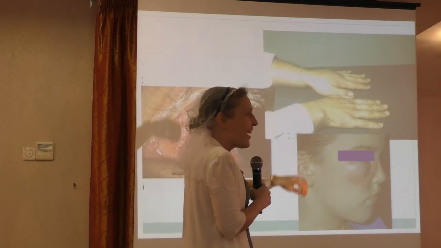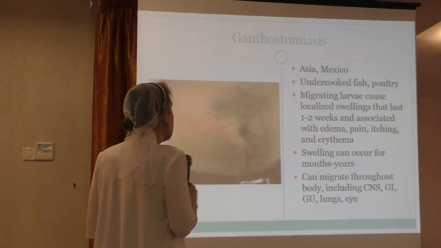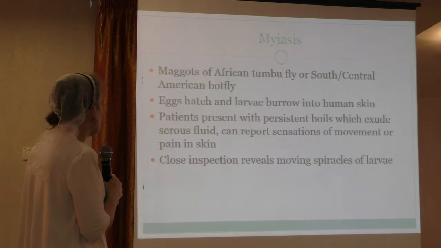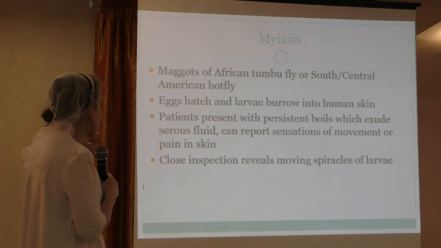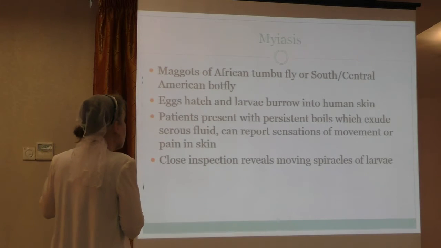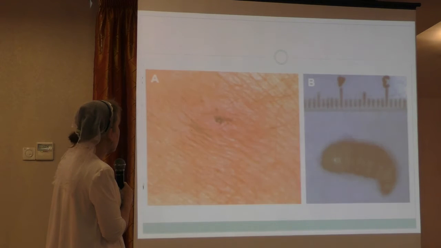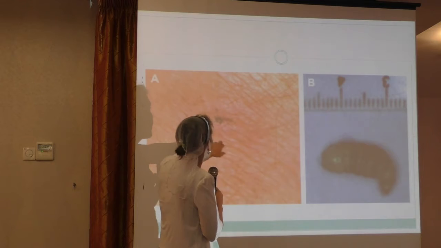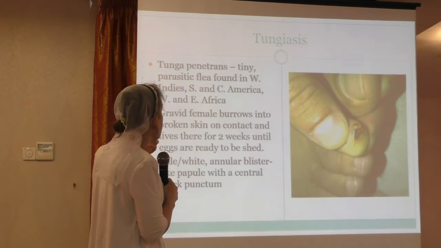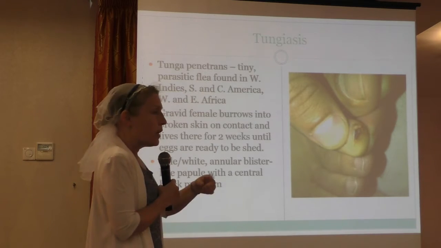Going on. Onchocerciasis isn't in Africa, so we can pass that one. Myiasis, little larvae that burrow into the skin. Patients have persistent moles, so you need to remember that these can be actual larvae living in the skin. Next picture, we can see that one. So there it is. There's the larvae. There's the hole where they're sitting. Tungiasis, don't know anything about this one, a little flea that burrows into the skin again. Don't know him. It's a blessing.